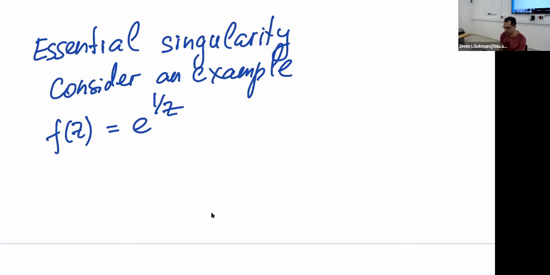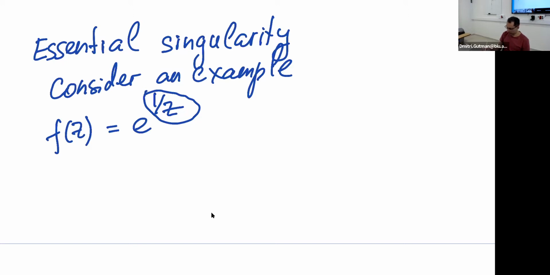So what I'm going to do, I'm going to play a trick. I'm going to first of all think that 1 over z is some variable x and expand in small x, and then replace this x by 1 over z.